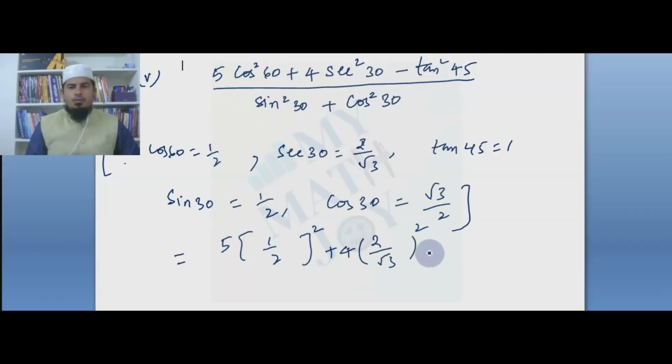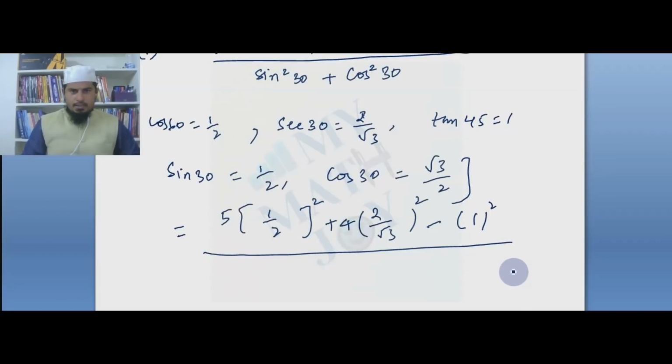Otherwise, no power, don't write any power. Tan 45 is 1 and whole square divided by sin square 30. Sin square 30, how much is sin 30? 1 by 2, and sin square 30 is (1 by 2) square. Plus cos 30. Cos 30 value we have written here, root 3 by 2. So it should be (root 3 by 2) whole square.